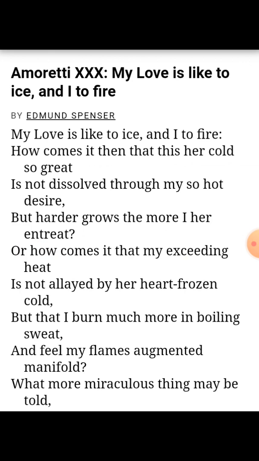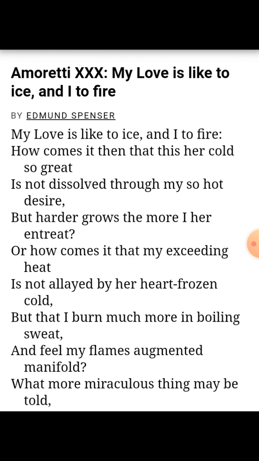He says that my love is like ice. In this sonnet, we will have a lot of similes. The title also includes a simile, as he compares his love to ice. He says, my love is like to ice and I to fire. So the lover compares himself with fire and his beloved to ice. He says that these are opposite elements. Always, when there is fire, ice melts, but here the situation is different. My beloved is like ice and I am burning like fire in love.